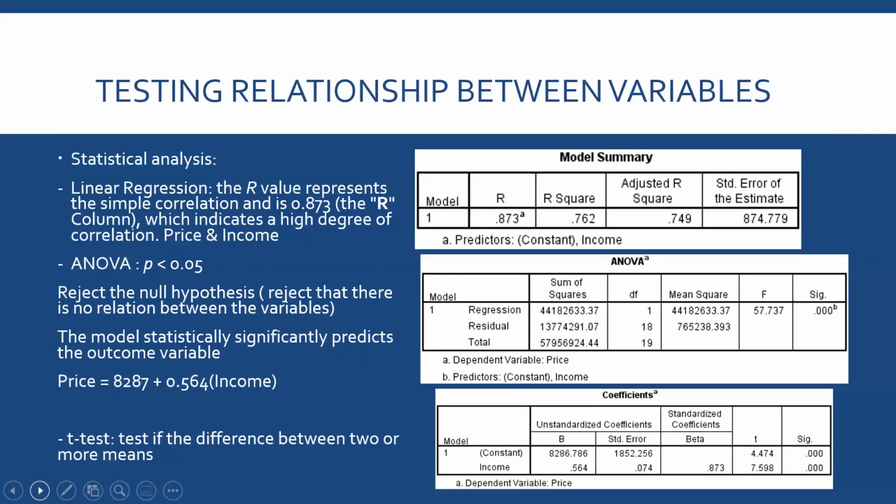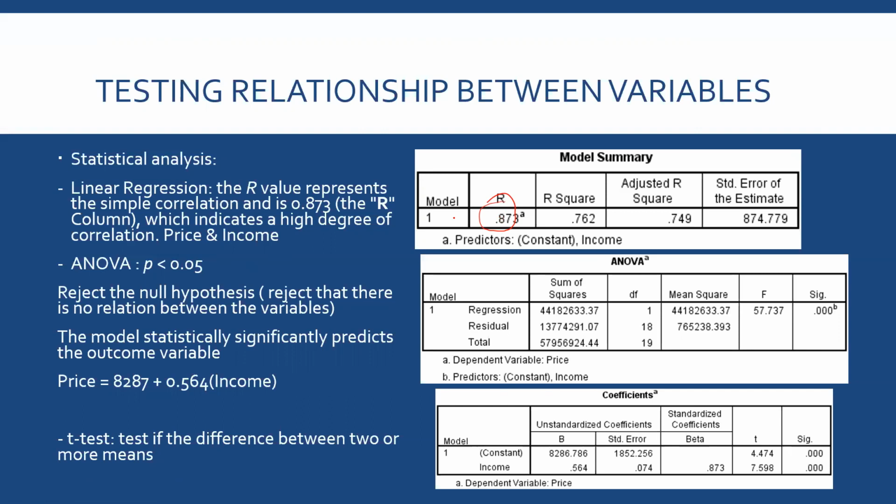So let's start with the linear regression. It tells us if there is a linear relationship between variables or not. The R here in this table represents the correlation, and this is 0.873, which means that there is a strong relation. The closer you are to 1, and 1 means 100%, the stronger the relation. Now we have 87.3% between the two variables. So we're trying to find if there is a relationship between the variables or not.